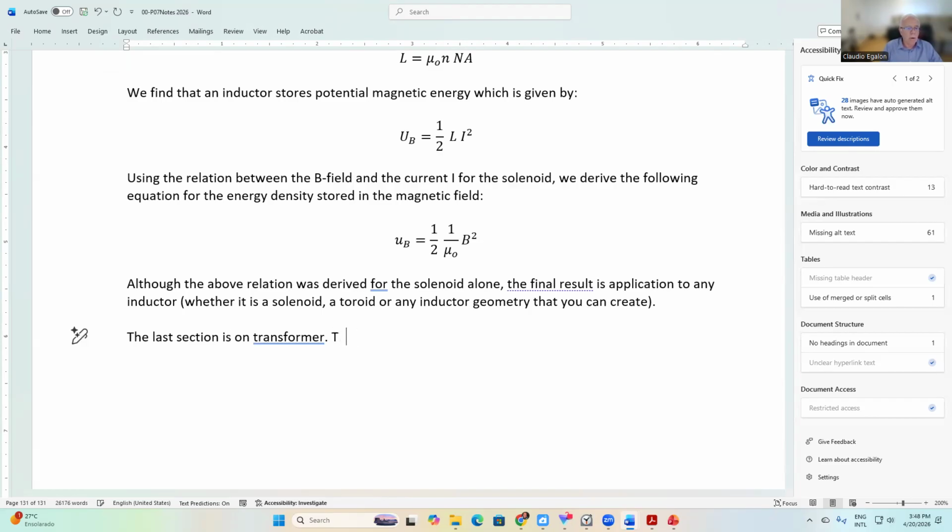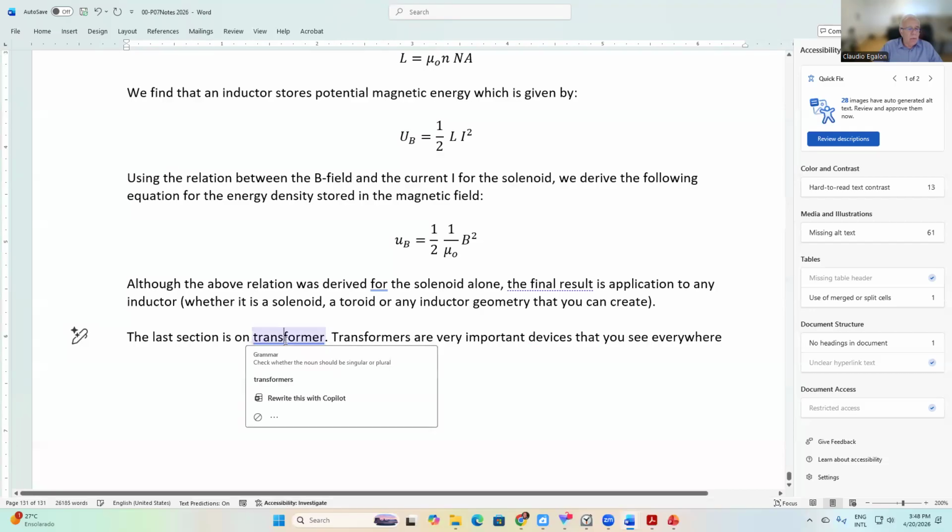Transformers are very important devices that you see everywhere. This last section is on transformers.